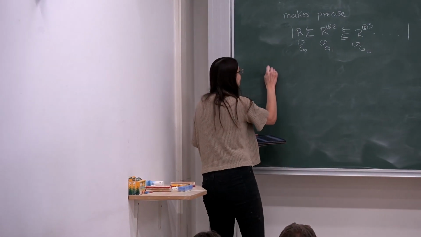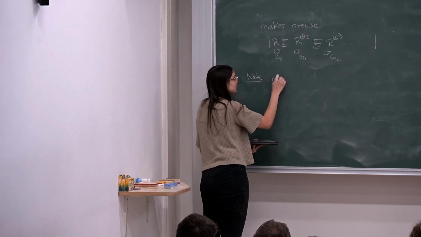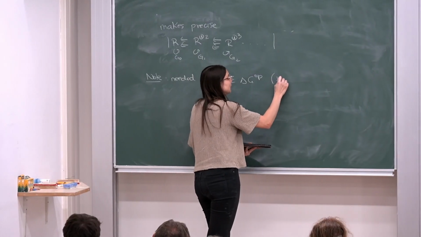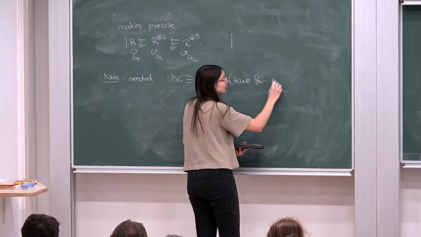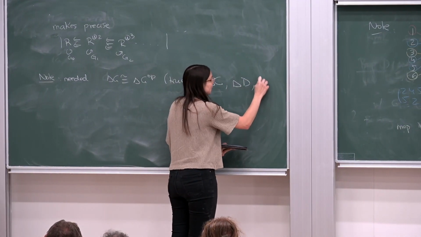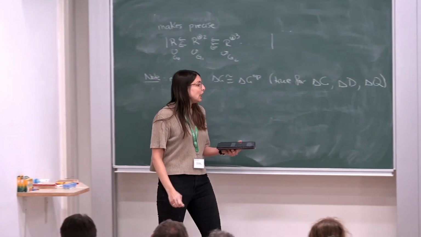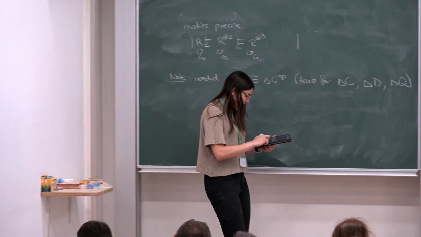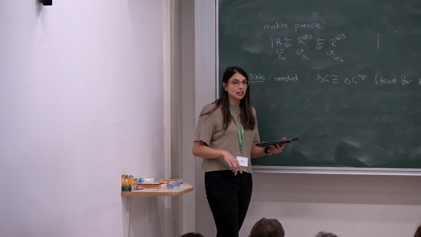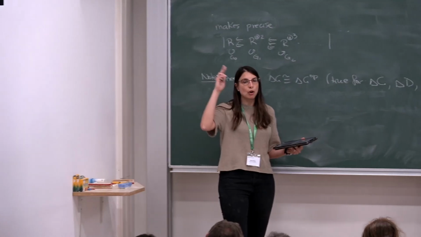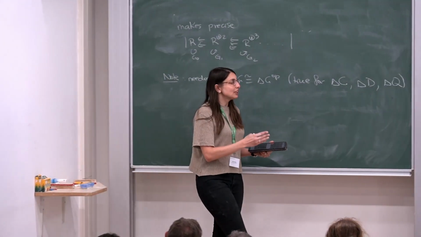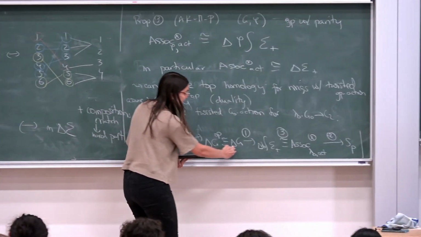Okay, so note that we needed delta G to be the same as delta G op. And this is true, as we already know, for delta C, which is gamma, the cyclic category. It's also true for delta D. It's also true for delta Q. It's not true for delta H and delta sigma. But since I'm running out of time, let me quickly say that nevertheless, you can still define the positive version of those by just taking the column starting at this point.